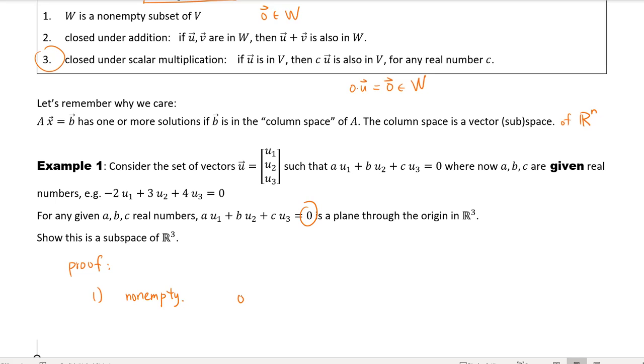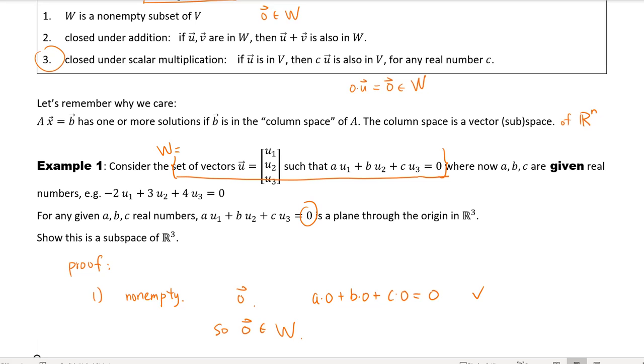Well, we can check the zero vector, because for the zero vector we just plug in U1 is 0, U2 is 0, U3 is 0, and we get 0, check. So the zero vector is in W. Let's call W the set of vectors such as blah, blah, blah. So 0 is in W, so W is non-empty.